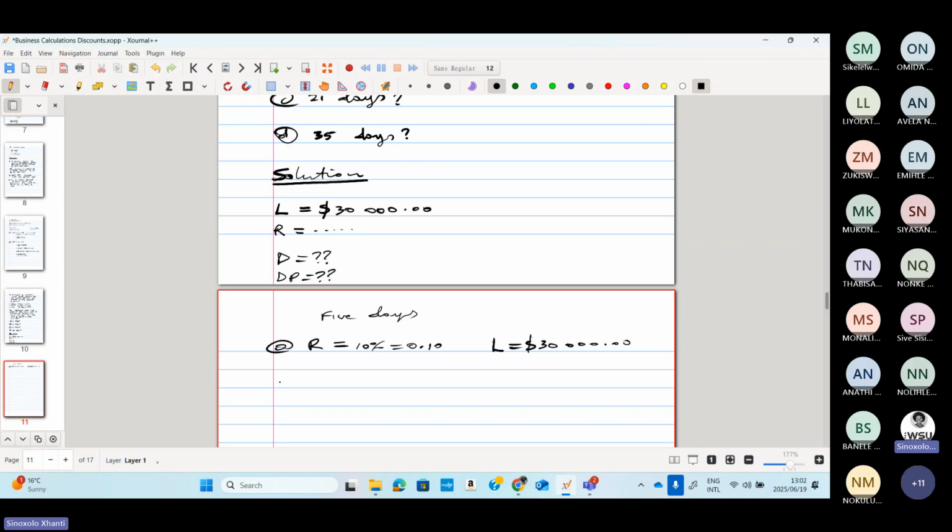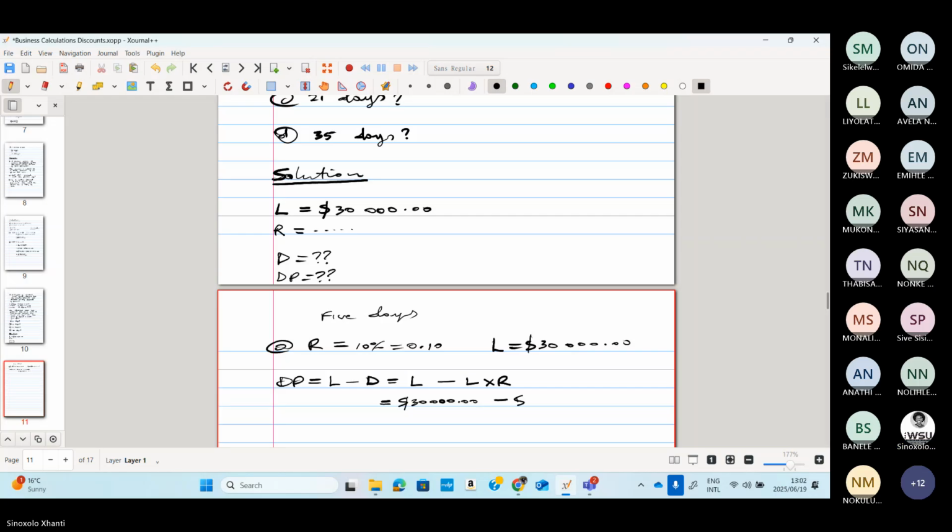Now, we are looking for the amount that this person must pay. We are not looking for the difference. So we are looking for DP, and we know our DP is L minus D. If D is not given, how do we find D? You take L and multiply by R. That's how simple this is. Let's not make it difficult, guys. And L is simply going to be $30,000.